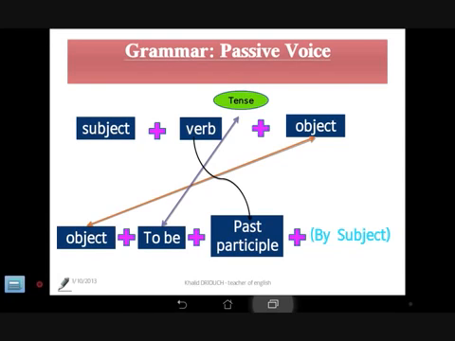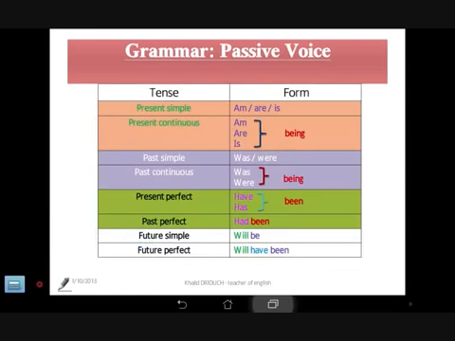Now, you might have noticed in the previous slide that one of the important elements in the passive form structure is the verb to be. So here is a table that summarizes all the forms of the verb to be in the different tenses that students of baccalaureate are acquainted with. The verb to be in the present simple will always be are, is.